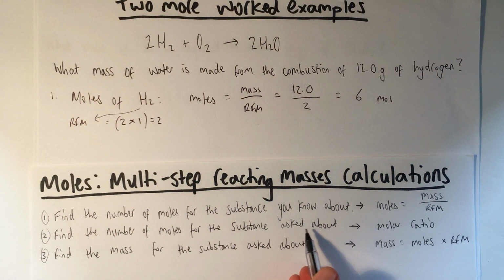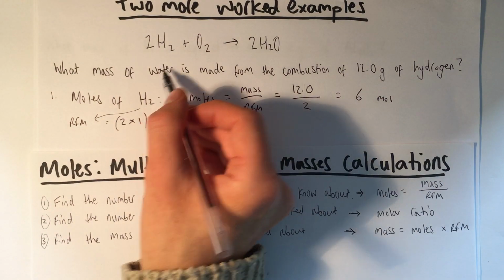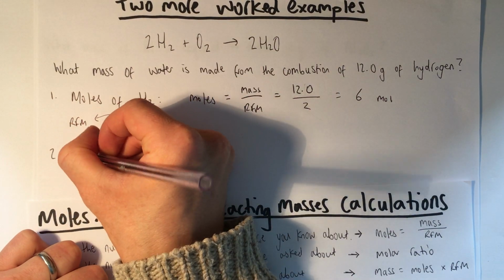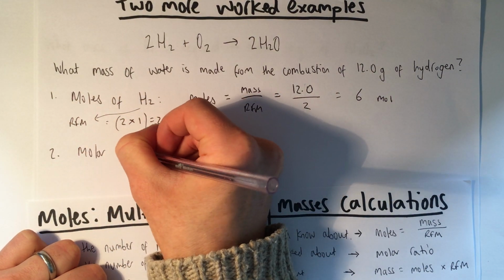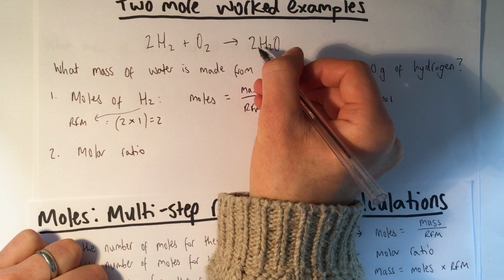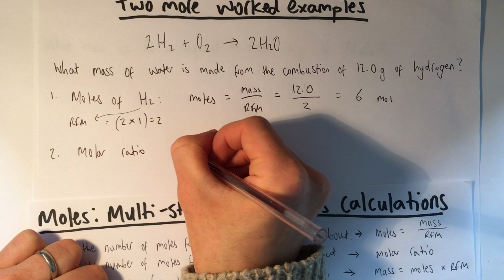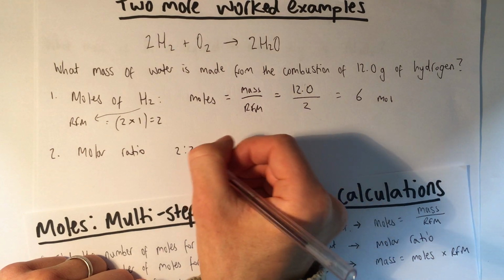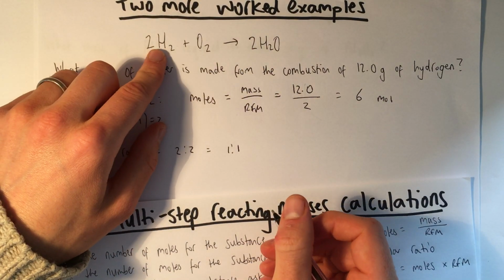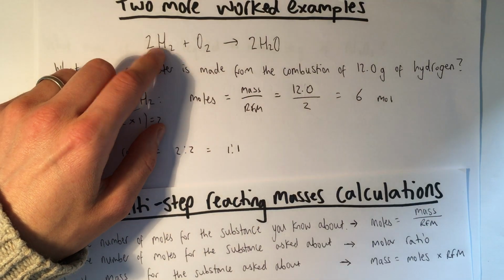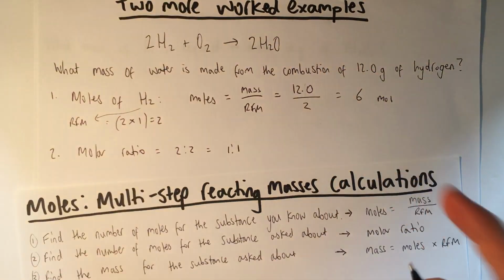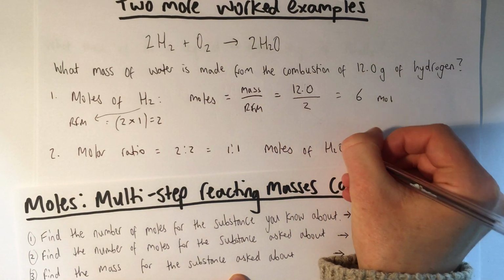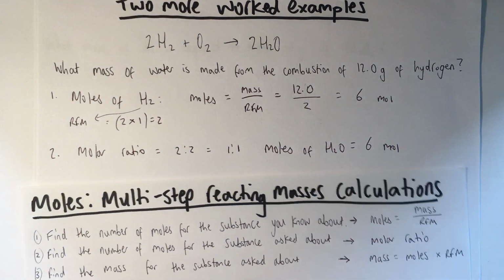Okay, second step. Find the number of moles for the substance that we've been asked about. So the thing we've been asked about is water. And this is the step where we use our molar ratio. So let's write down what our molar ratio is. 2 to 2. Or another way of saying that, to make it simpler, is 1 to 1. So 1 mole of hydrogen makes 1 mole of water, which means 6 moles of hydrogen would make 6 moles of water. So moles of H2O is 6.